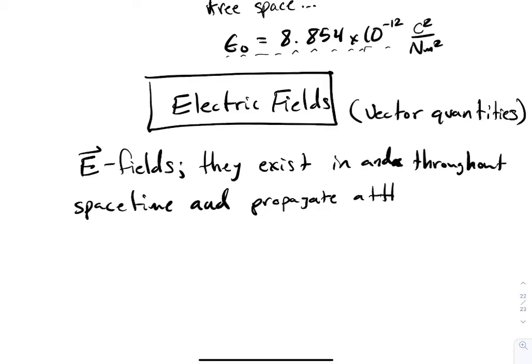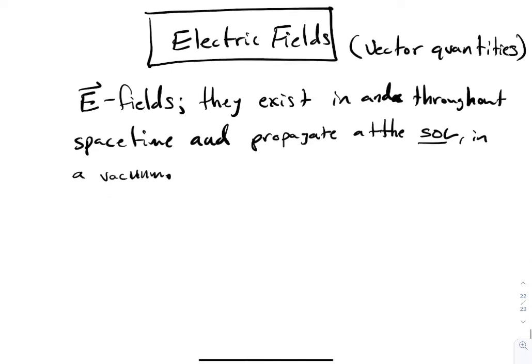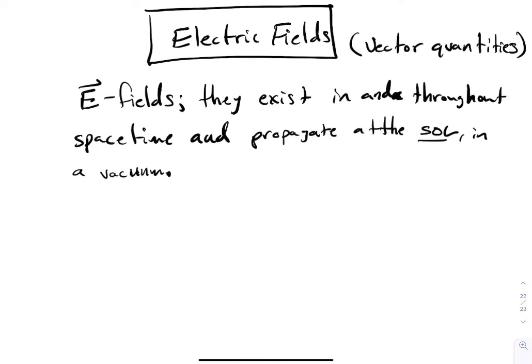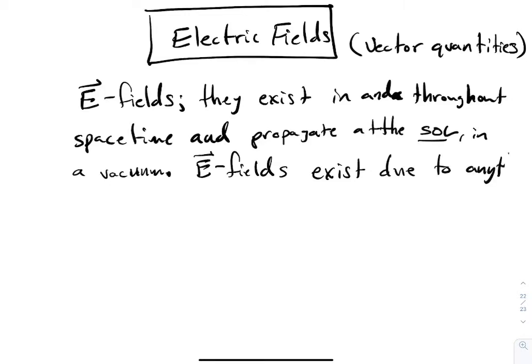At the speed of light in a vacuum. That's the speed of light. We're going to say that E fields exist due to anything with charge.